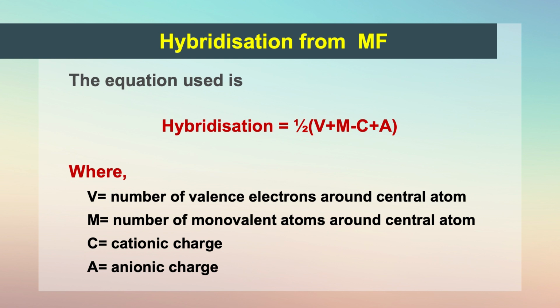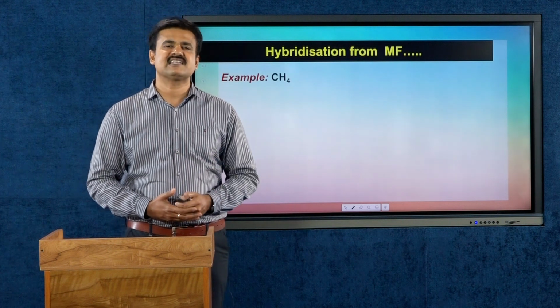So, here there are several terms. V represents the number of valence electrons around the central atom. M represents the number of monovalent atoms around the central atom. C represents the cationic charge and A represents the anionic charge. We can illustrate it by taking some simple examples.